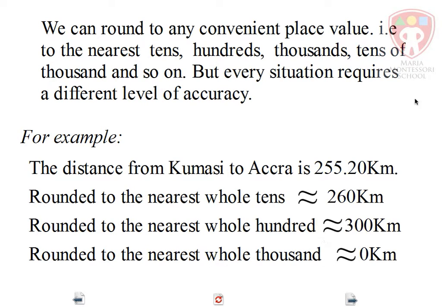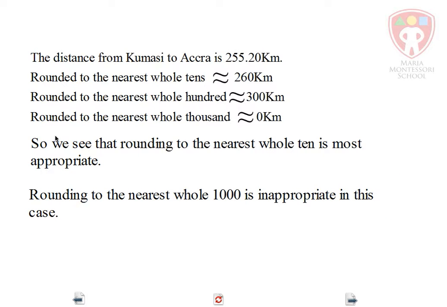So you see, we get very different amounts. And so we have to see which one is the most appropriate for the level of accuracy that we need. Of course, when you look at it here, you see that the most appropriate would be the whole tens, which will give us 260 kilometers, because that is very close to the actual amount. Because if we had gone to the nearest 1,000, we would have gotten 0 kilometers, which is inappropriate, because in this case, definitely there are more than 0 kilometers between Kumasi and Accra. So when it comes to rounding, you must round according to an appropriate level of accuracy.